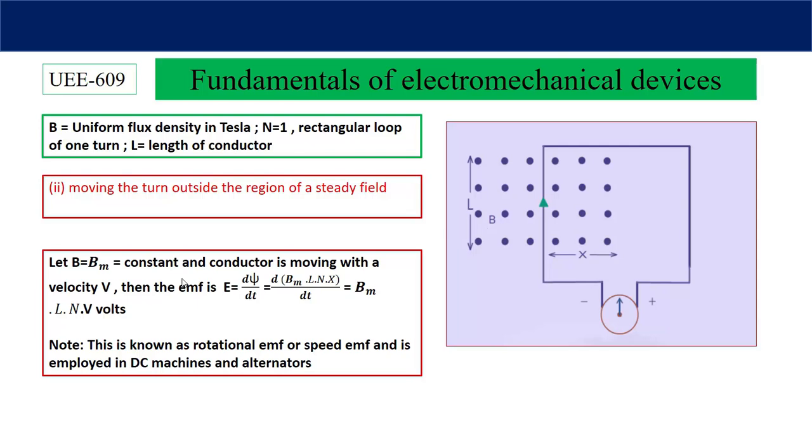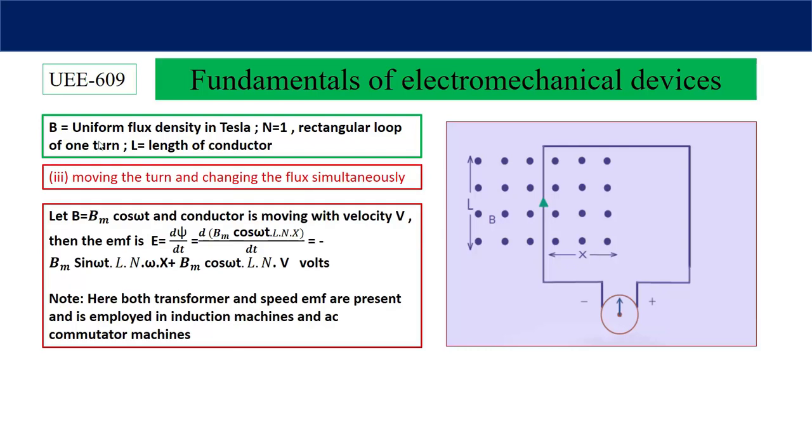Let's see about the induction machine. Here is the third case we are going to discuss: moving the turn and changing the flux simultaneously. That means this magnetic field is variable in nature, and at the same time the conductor will move. Then how will the EMF be induced?